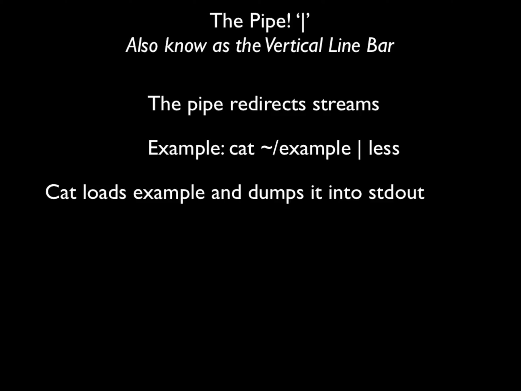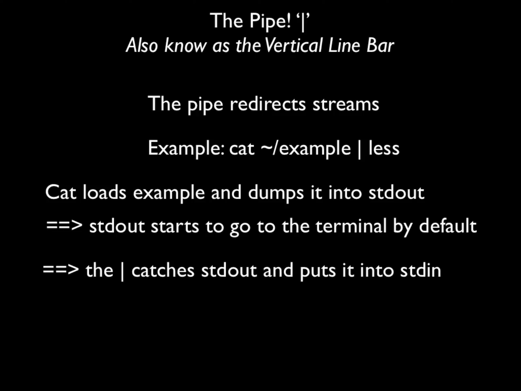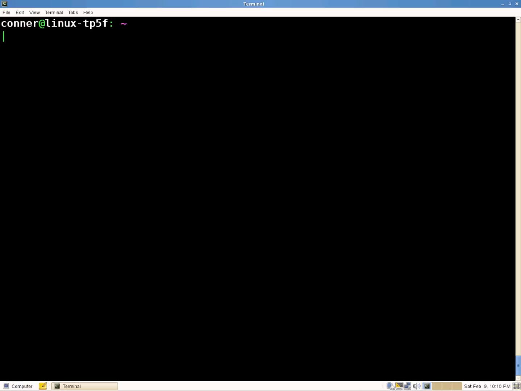So again, cat loads the example file and dumps it to standard out. By default, standard out will go to the terminal, but because we have the pipe command, it will catch that and redirect that as a standard in. It will then send standard in to the less command. Let's see that in the terminal. If we cat the example file and we pipe it to less, what we get is some text. This is the same thing we would get if we do less example.